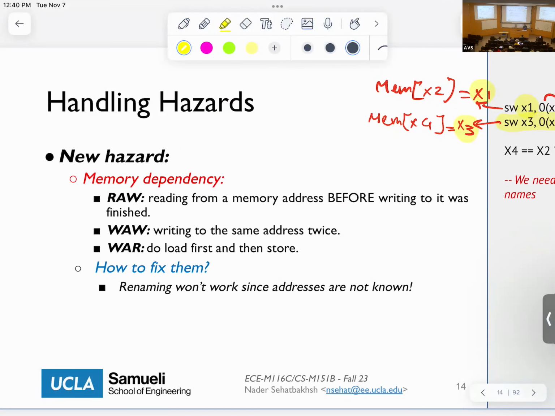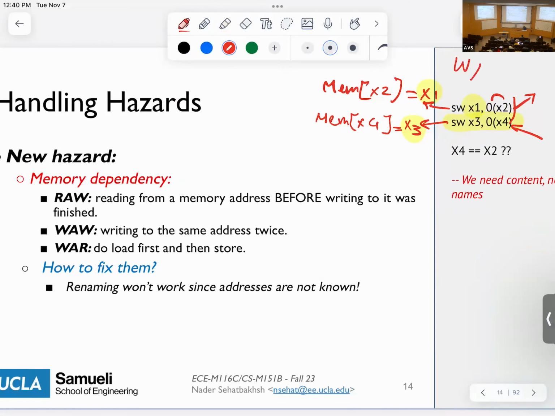And this can actually happen for read after write hazards. Here I'm showing a write after write, but this could be a read after write if the second one is a load. Could be write after read and so on. Essentially, if you change the load and store to each other, the read and write will be switched. So how do we fix them? And remember, renaming doesn't help, because you are renaming destination registers, and you cannot rename memory addresses. These are content, these are not names.